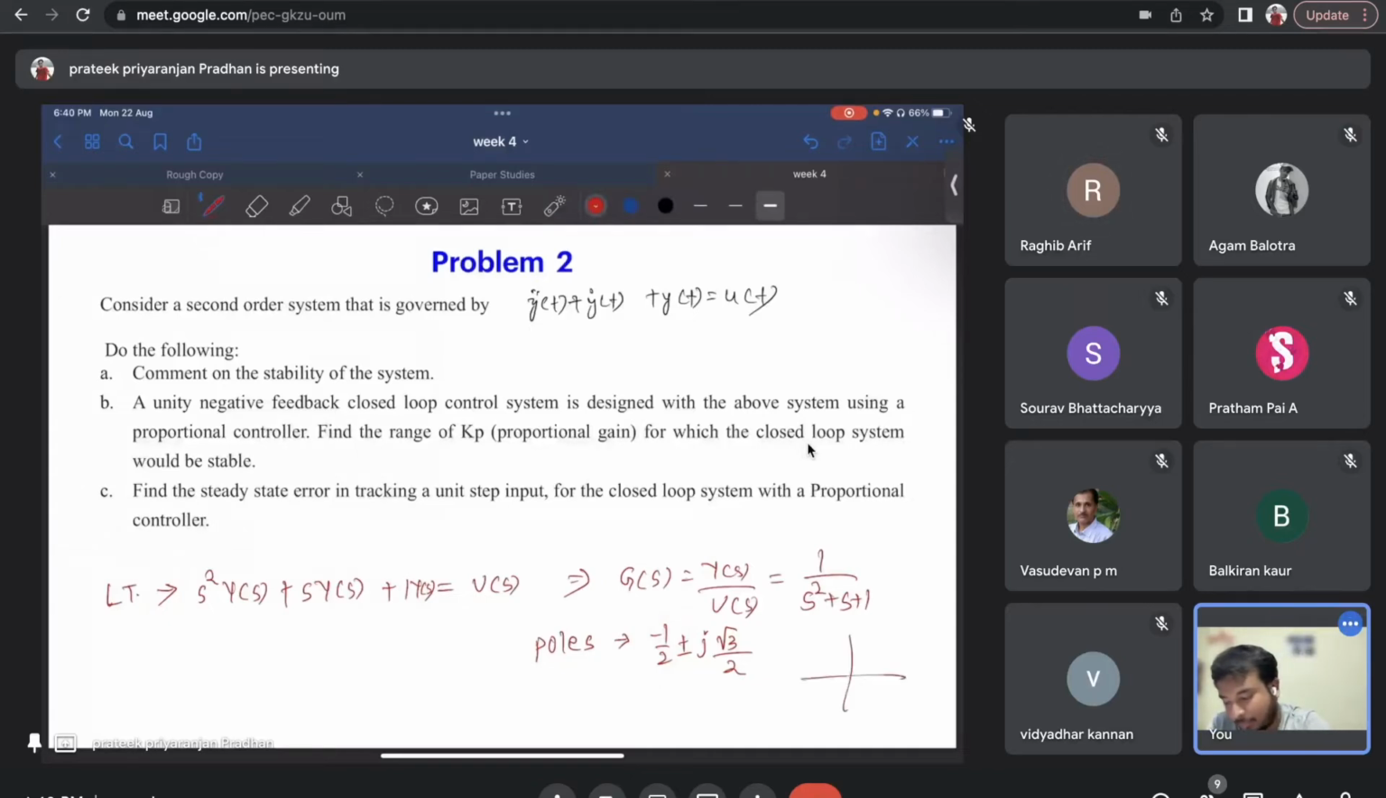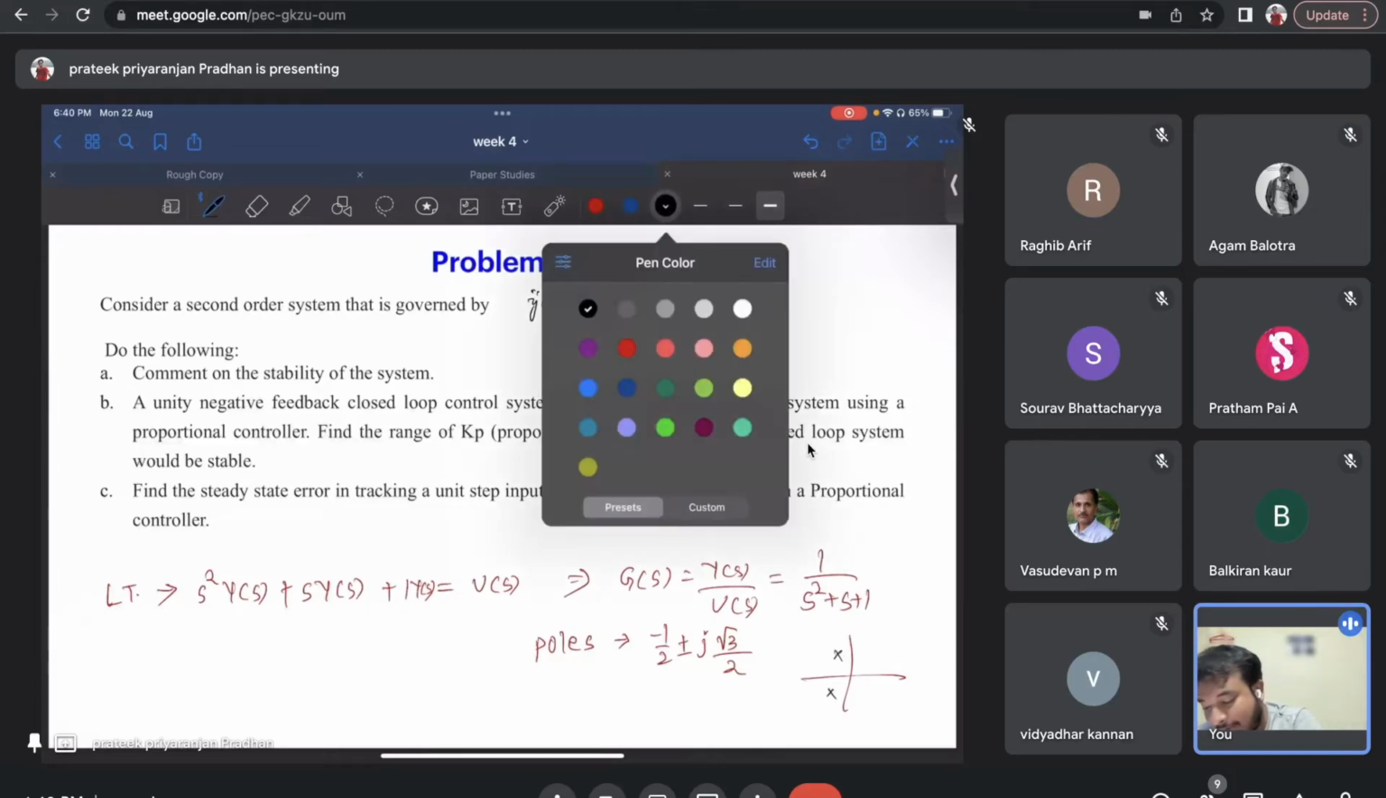If I plot the poles, then it will be around like this. That's why. And remember, I mentioned whenever poles are complex, they exist in complex pairs. So this kind of pole locations, and as it's on the left hand side, it's stable.